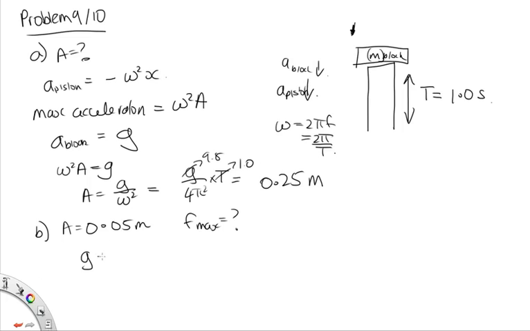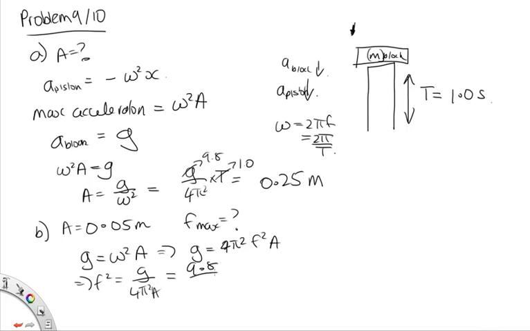So we have g is equal to omega squared A. We're trying to find f in this case. So g is equal to 4 pi squared f squared A, which tells us that f squared is equal to g over 4 pi squared A. Substituting in 9.8 over 4 pi squared times 0.05, and we get 4.9647. Taking the square root to find the frequency, and we get the frequency is 2.2 Hertz. So that's the answer to this question.